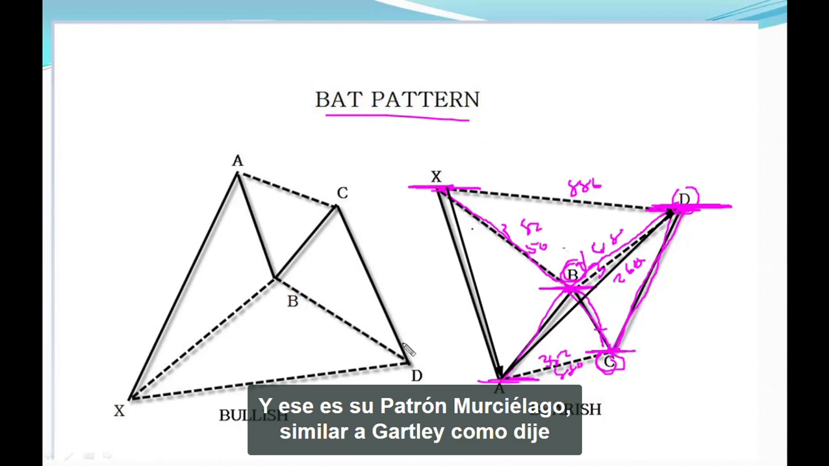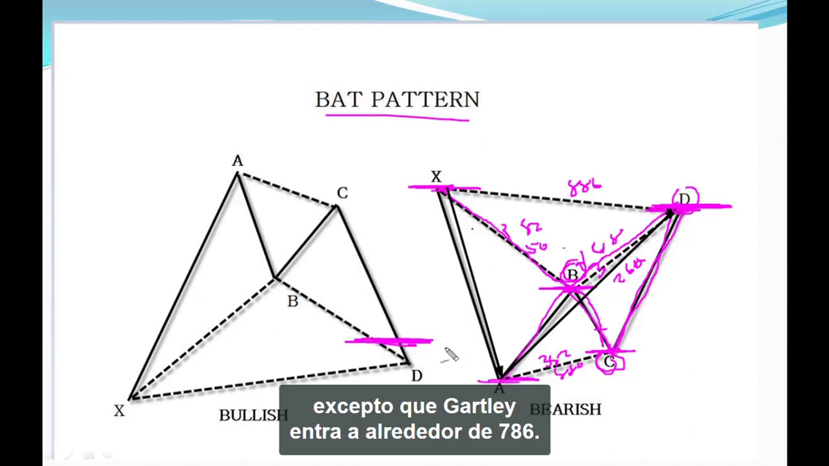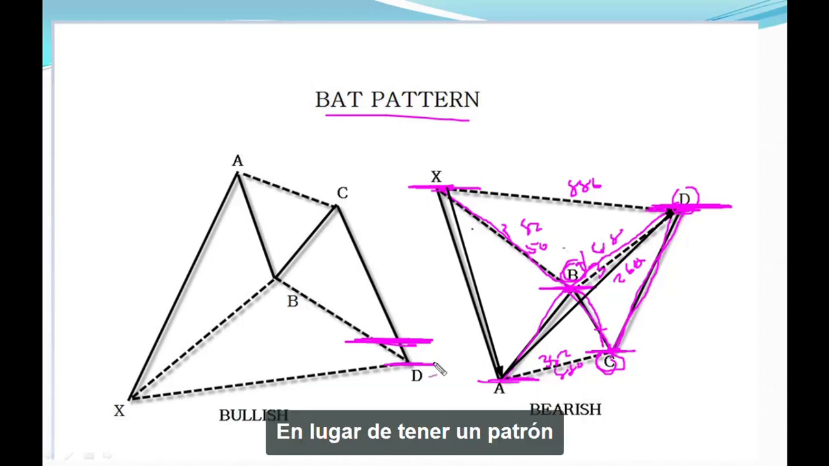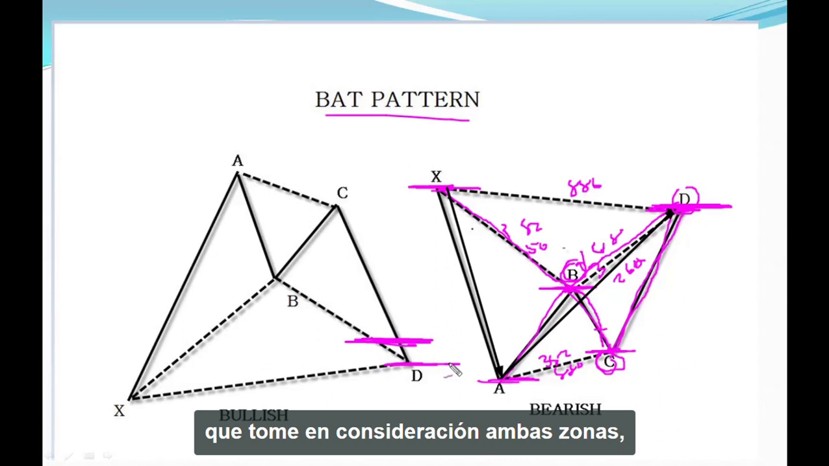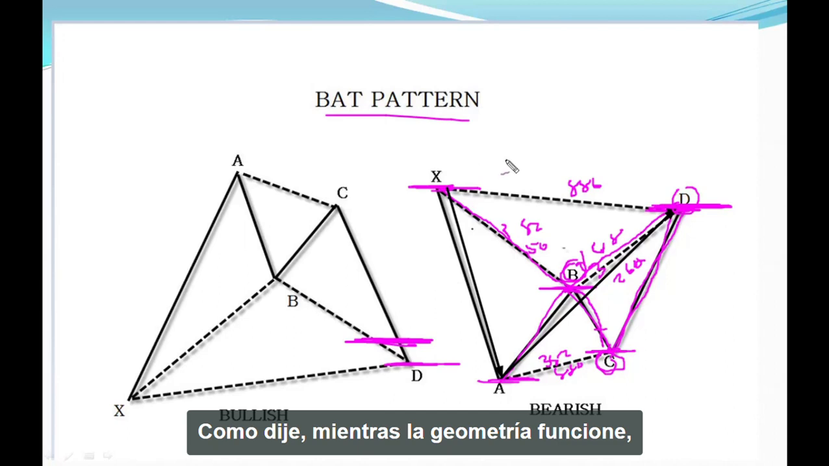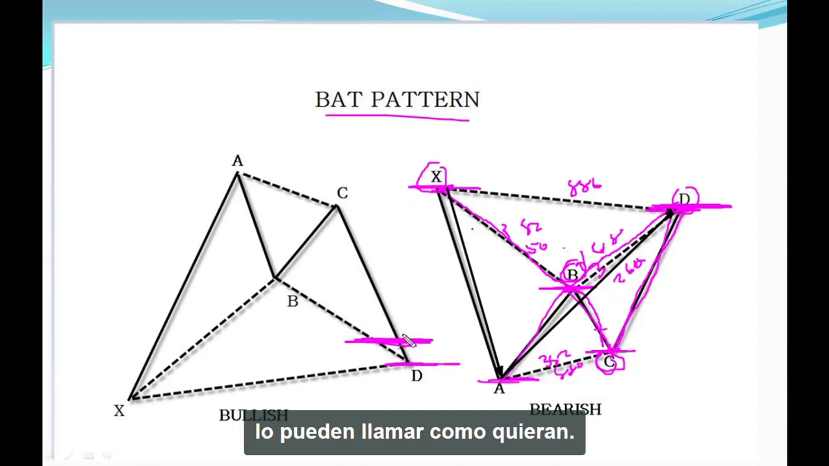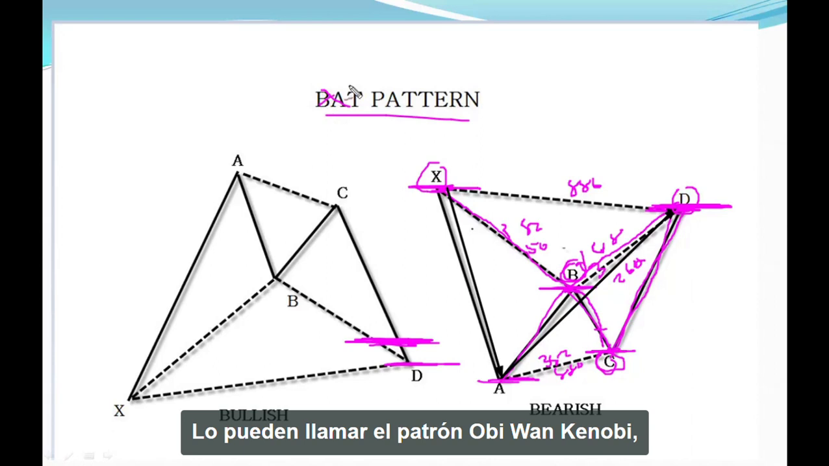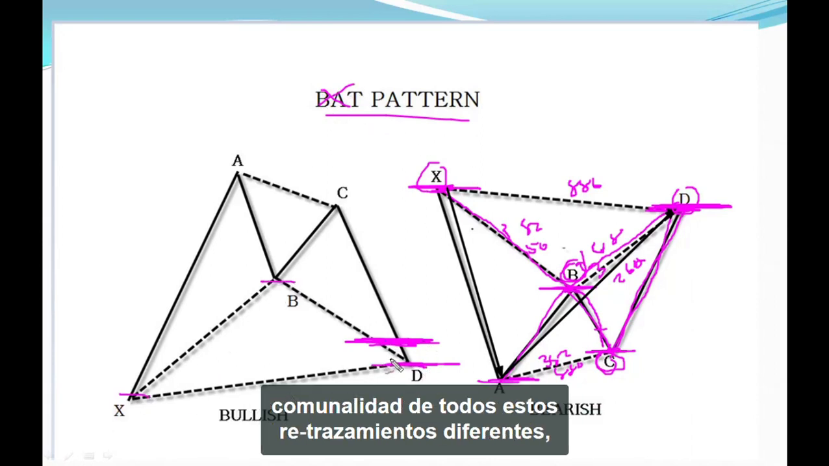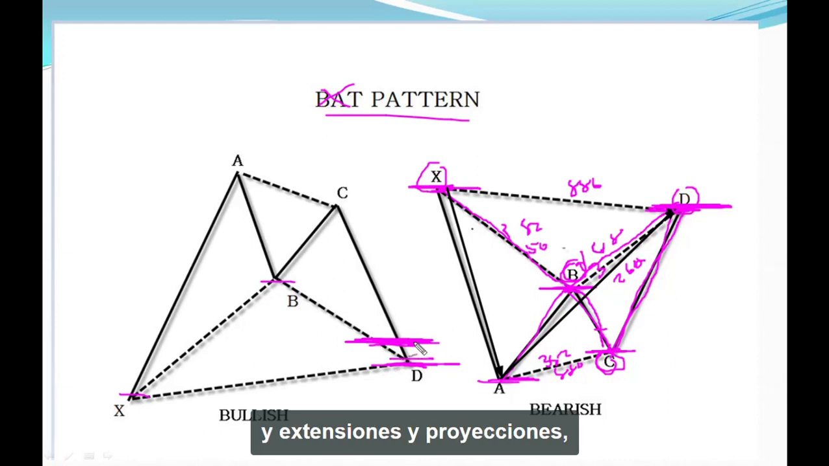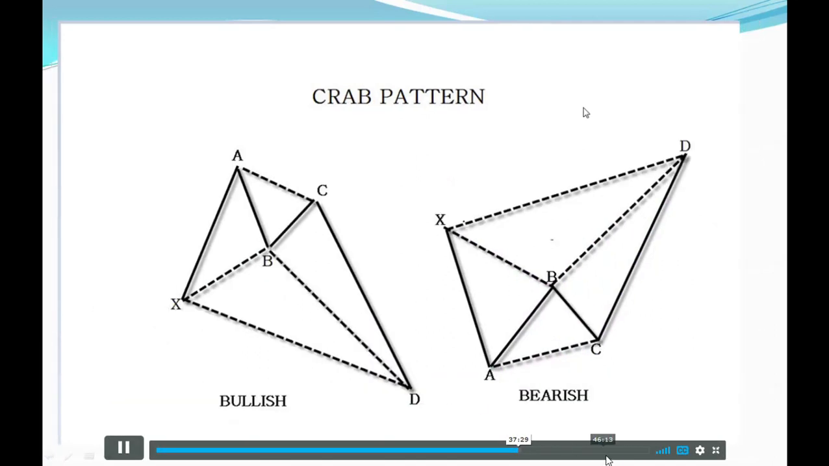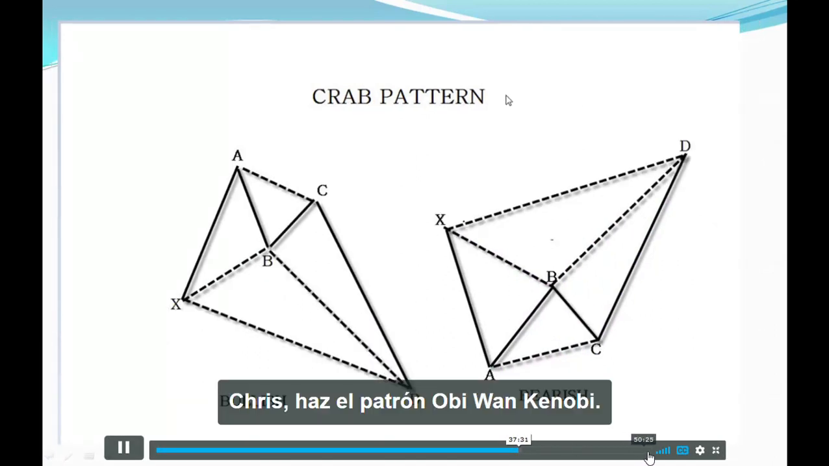It's similar, like I said, to Gartley, except that Gartley comes in at about 78.6. This comes in a little bit further, and I guess whoever wrote a book said, you know what, rather than having one pattern that takes into consideration both zones, we'll just make two different patterns. I guess they made an extra chapter in a book. As I said, as long as the geometry works, you can call it whatever you want. You can call it the Obi-Wan Kenobi pattern, as long as you have commonality from all these different retracements, extensions and projections. That's all you're looking for, really. Chris made the Obi-Wan Kenobi pattern.